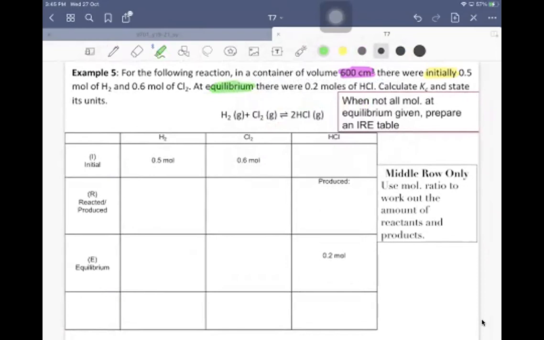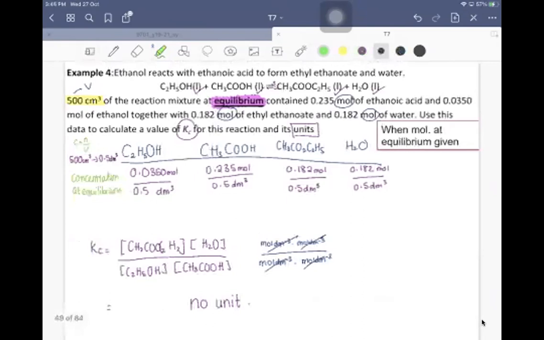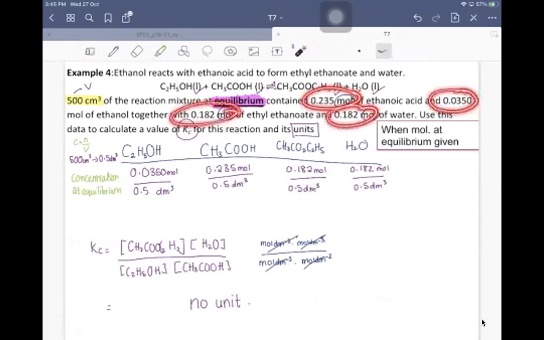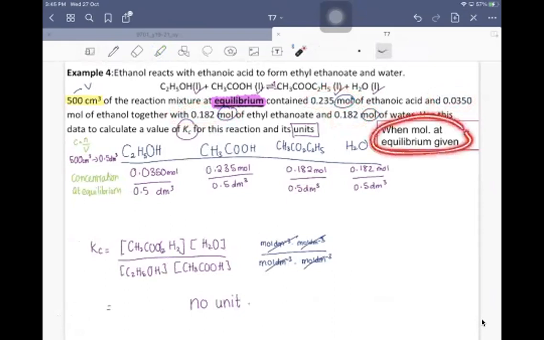Okay, so you need to understand what these numbers are. Unlike in the previous question, these moles are given to you at equilibrium. It was mentioned, right, at equilibrium. So you don't have to worry about it. You take the number of moles at equilibrium, you divide it by the volume, you get the concentration. Okay, that is the case when the number of moles at equilibrium are given.